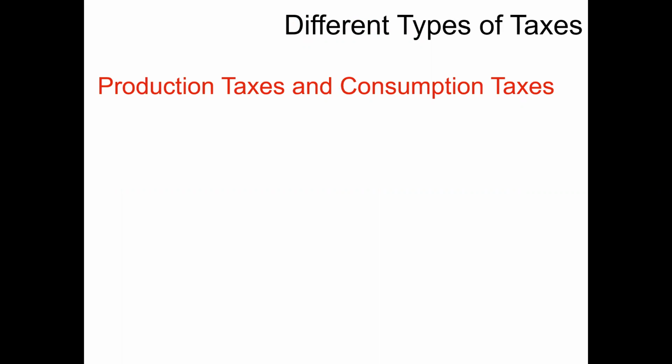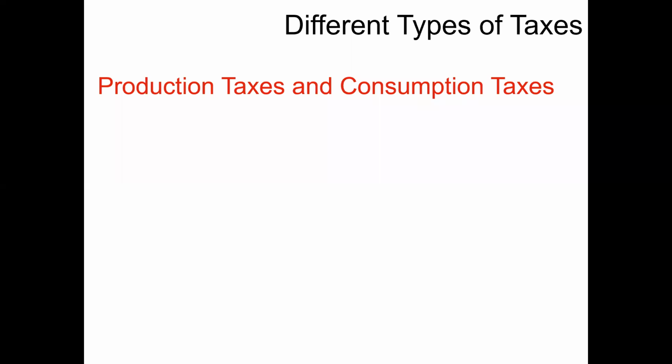Government charges taxes in different ways, so we can classify taxes in different methods. One classification is production taxes and consumption taxes. When the government charges taxes directly from the producer, we call it a production tax. And when the government charges taxes directly from the consumer, we call it a consumption tax, or demand tax. That's one method of classifying taxes.